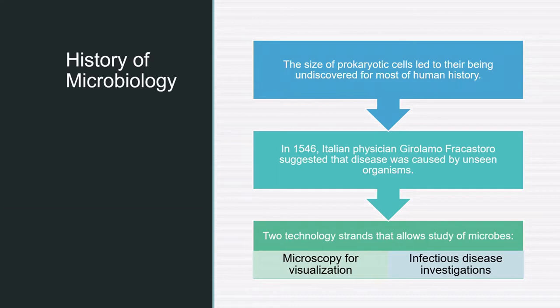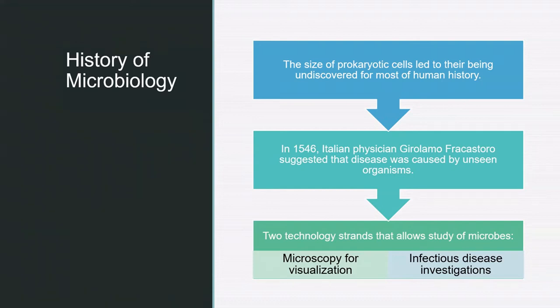So first thing we're going to talk about is the history of microbiology. The size of prokaryotic cells led to their being undiscovered for most of human history. In 1546, Italian physician Girolamo Fracastoro suggested that disease was caused by unseen organisms. Prior to that, their thoughts were that a miasma in the air would cause the disease, any number of things, but they weren't thinking about unseen organisms causing it.